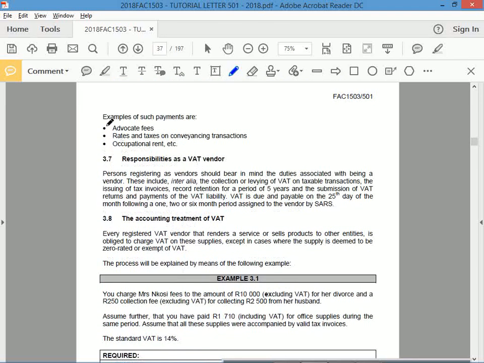Here they've just given you a bit more legal-specific jargon, so conveyancing fees, advocate fees, occupational rent. Things that you're probably more familiar with.